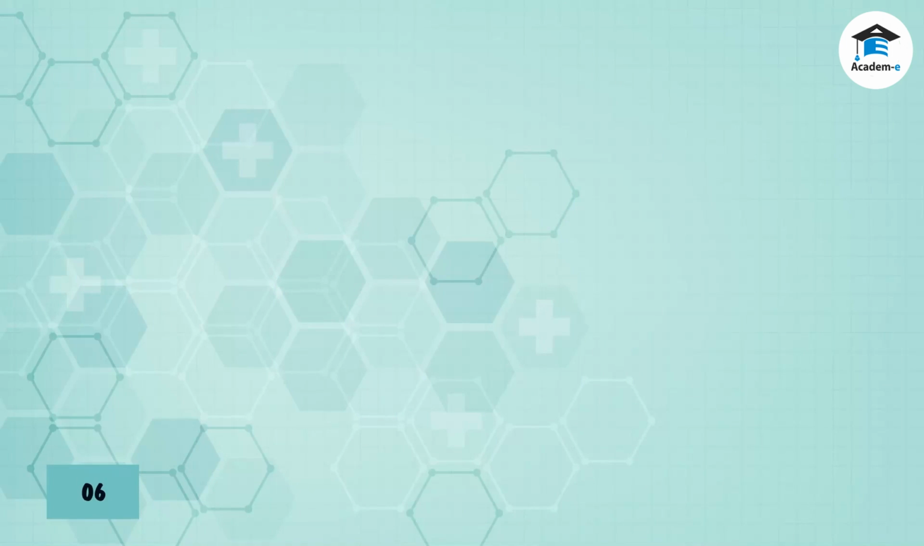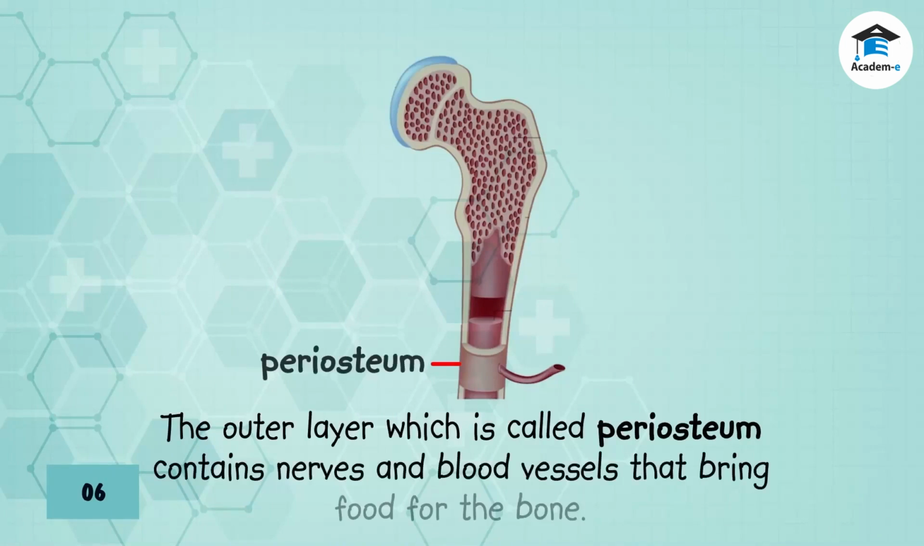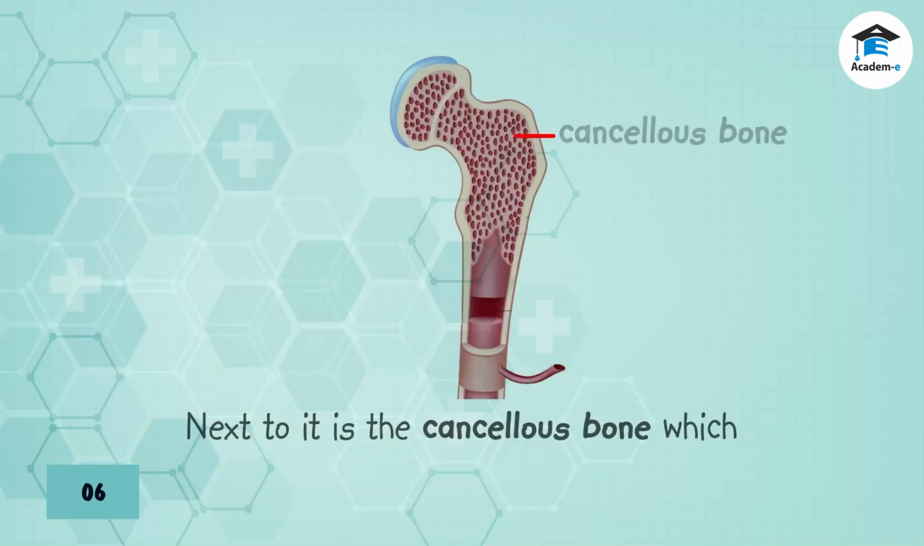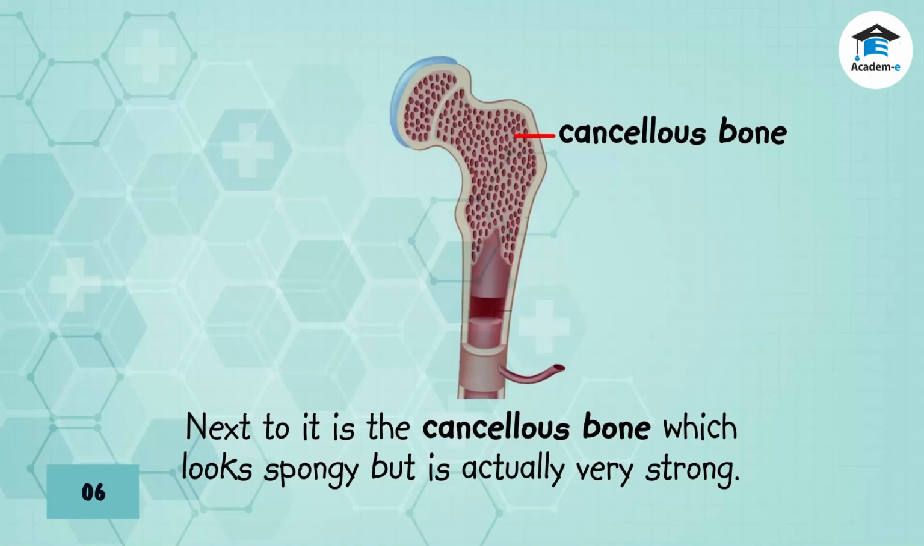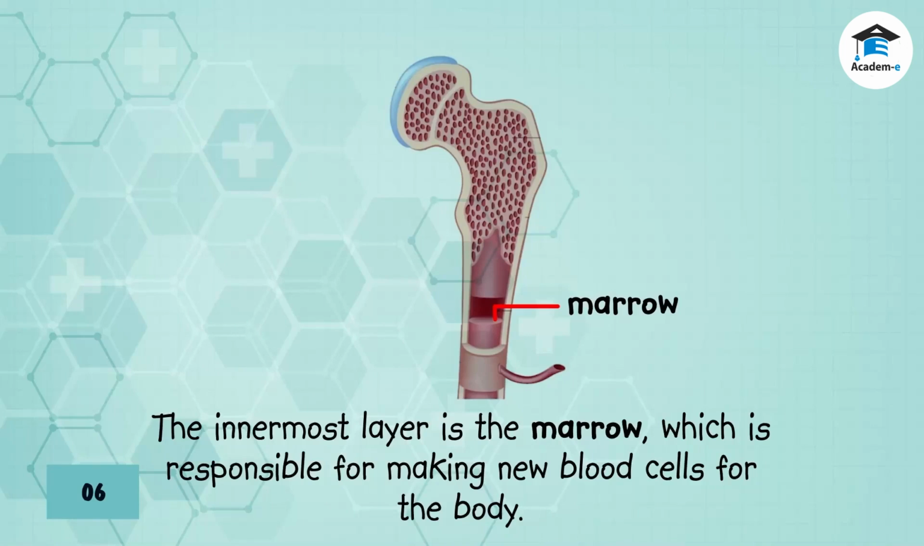Each bone is made up of four main layers. The outer layer, which is called periosteum, contains nerves and blood vessels that bring food for the bone. The next layer is called the compact bone. It is very hard but has a smooth texture. Next to it is the cancellous bone, which looks spongy but is actually very strong. The innermost layer is the marrow, which is responsible for making new blood cells for the body.